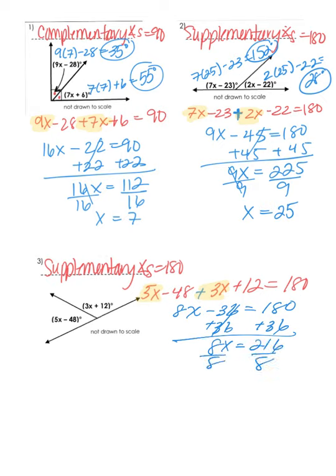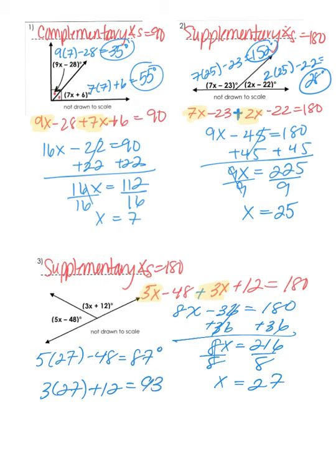Divide that by 8. X is going to give me 27. And then now we're going to substitute 27 in for x. So 5 times 27 minus 48. And that gives me 87 degrees. And then 3 times 27 plus 12. And that gives me 93 degrees. And when you add them together, they give you 180 degrees.